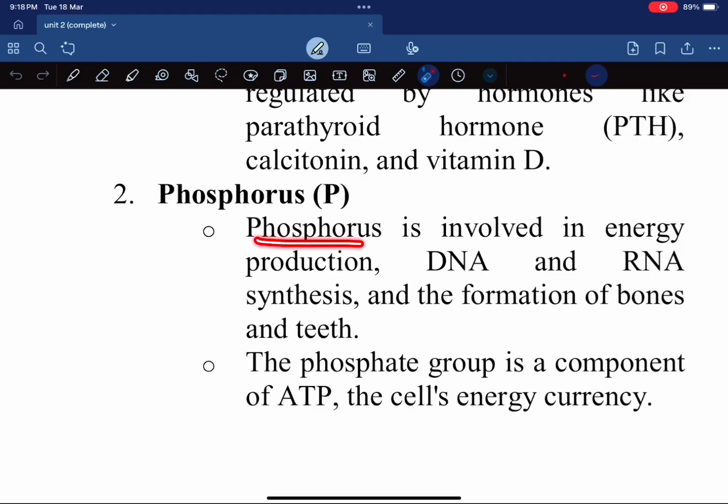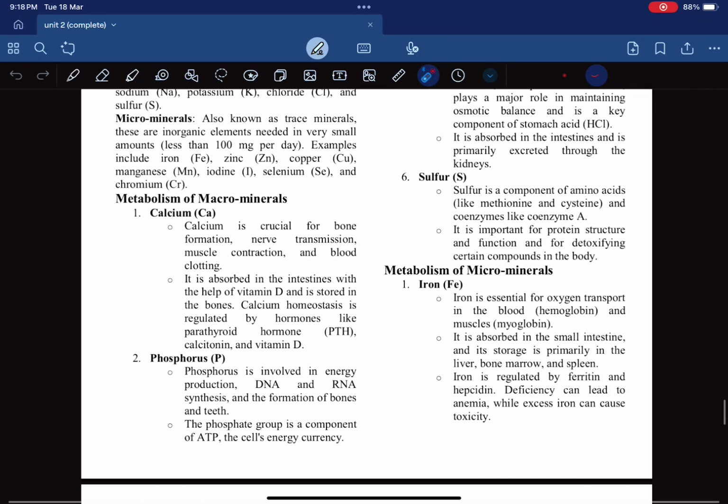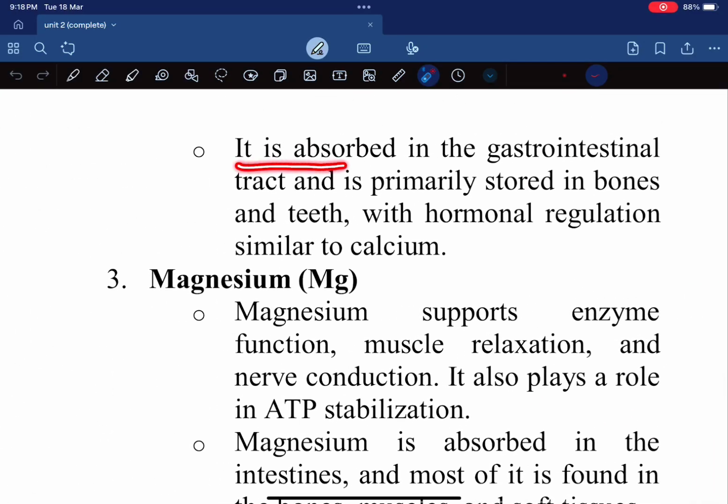Second, phosphorus. Phosphorus is involved in energy production, DNA and RNA synthesis, and the formation of bones and teeth. The phosphate group is a component of ATP, the cell's energy currency. It is absorbed in the gastrointestinal tract and is primarily stored in bones and teeth, with hormonal regulation similar to calcium.